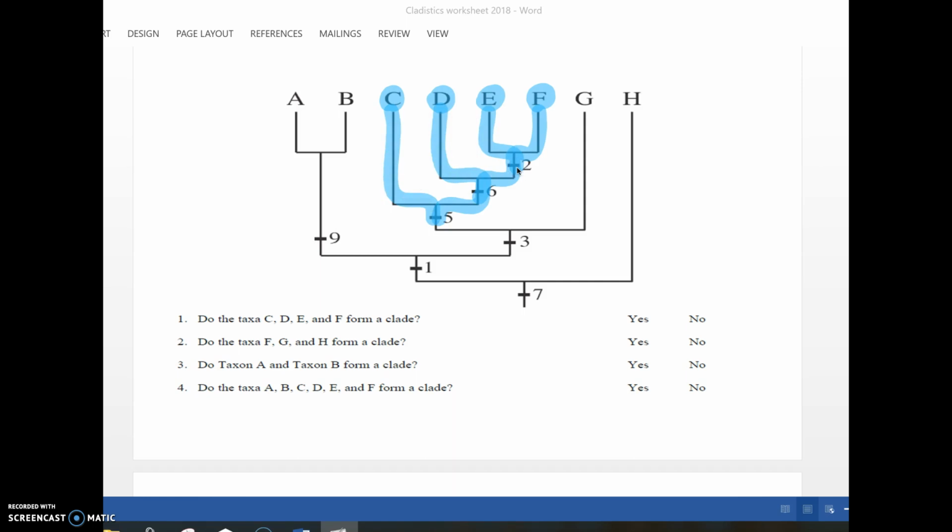Second requirement, is everything after the point they meet highlighted? Yes, it is. After 5, we've highlighted every single organism, and therefore, yes, that would be a clade. Now let's look at the second one, F, G, and H. So here's F, G, and H, and we want to know if they form a clade. Erase this over here. All right, so if I track them back, H tracks all the way back to 7.